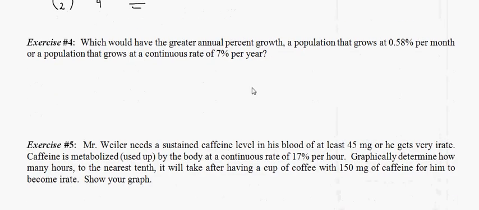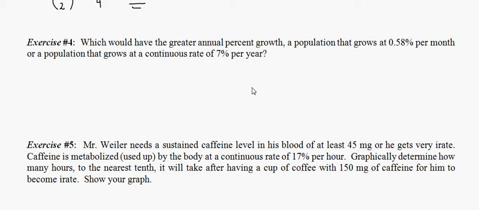Let's take a look at number 4. Number 4 asks, which would have the greater annual percent growth: a population that grows at 0.58% per month, or a population that grows at a continuous rate of 7% per year? In this case, we want to compare apples to apples. What I really want to know in both cases is, what do I get to multiply by after a year? What is the actual effective growth rate after a year? Pause the video if you think you know how to find that for both scenarios, and then we'll go through which one is growing faster. It's very close, by the way.